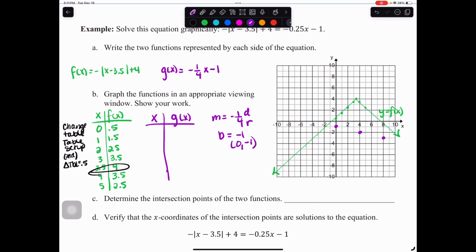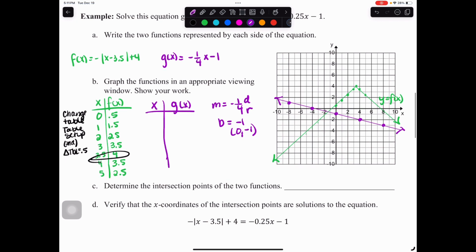If I want points in the other direction, I would go up 1 to the left 4, up 1 to the left 4. Then I will connect them to make my line, arrows on both ends, and I will label this one y equals g of x.